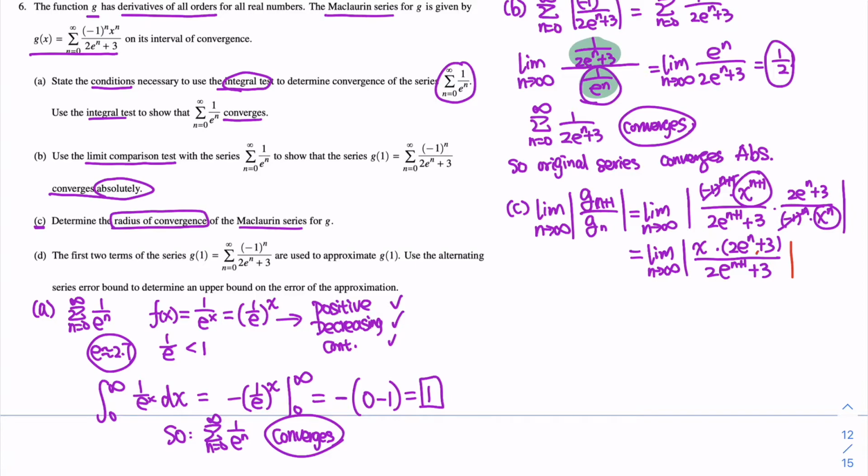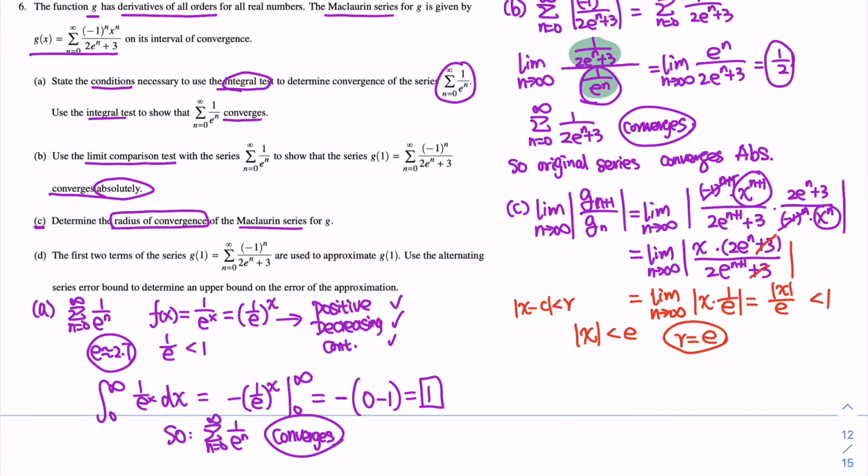As n goes to infinity, we can ignore this 3. This will give us the limit as n goes to infinity, x times 1 over e, which gives us x over e. So the ratio has to be less than 1. So the absolute value of x is less than e. By comparing, because the center is 0, the absolute value of x minus c is less than r. So r equals e. This is our radius of convergence.